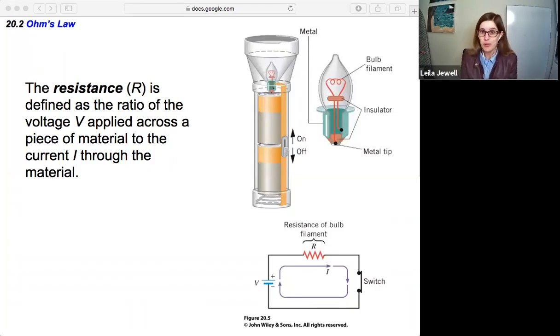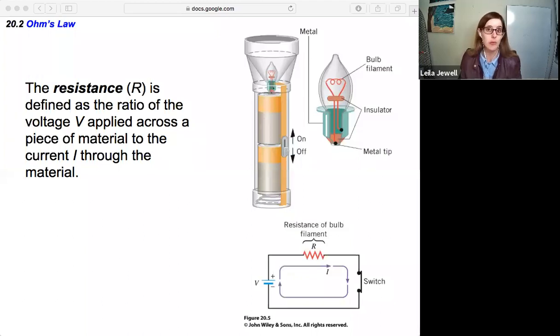Section 20.2 Ohm's Law. As I mentioned in the last video, we're going to get into the relationship between the electric potential or the voltage, the current, and the resistance. Now, what is this resistance? The resistance is more than something in Star Wars, right? It is defined as the ratio of the voltage applied across a material to the current through the material. So it's defined in terms of this voltage and current, and we note it with the symbol R.